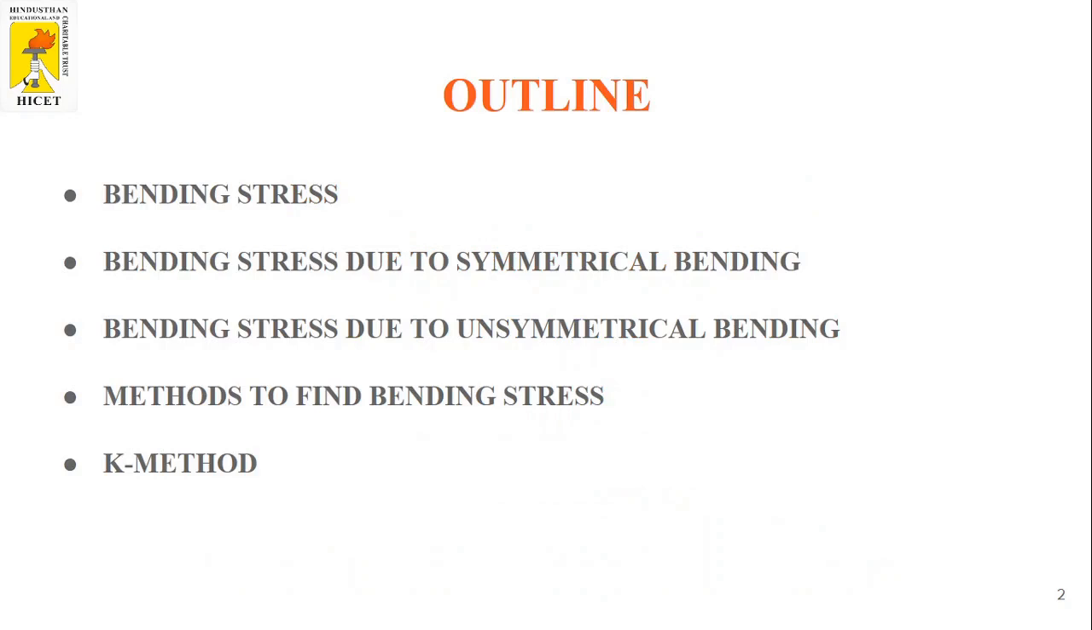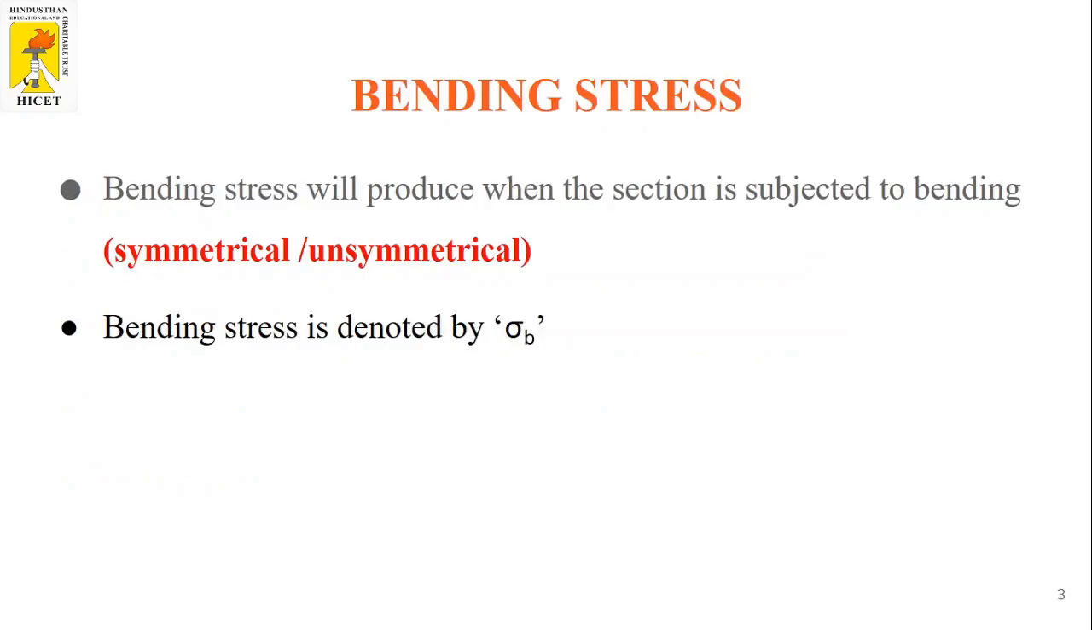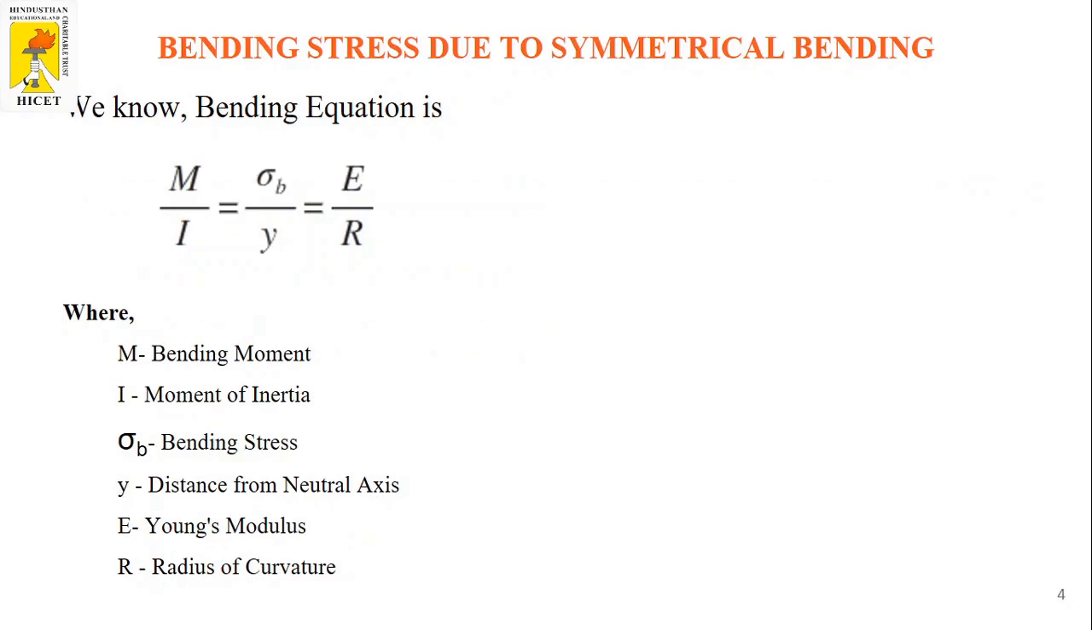Outline: bending stress due to symmetrical bending, bending stress due to unsymmetrical bending, methods to find the bending stress, and the K method. Bending stress will be produced when the section is subjected to bending, whether it may be symmetrical or unsymmetrical. Bending stress is denoted by sigma b. Bending stress due to symmetrical bending.